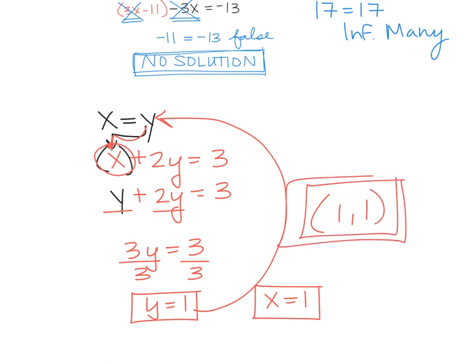Infinitely many? Not infinitely many. Infinitely many only happens if the x and the y go away. And we have an x and a y here. So it's a solution. Your solution is 1, 1. Okay, second one.